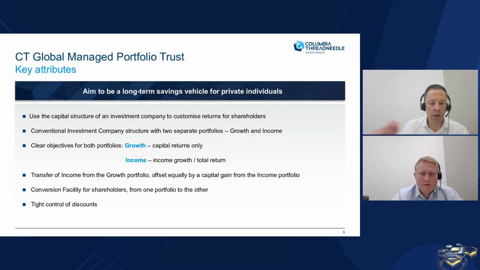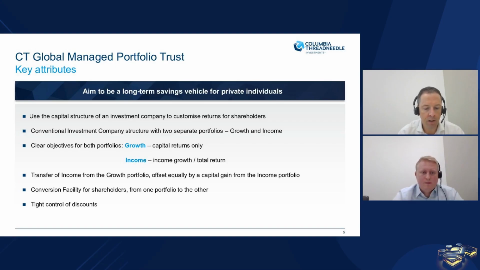So just as a reminder, CT Global Managed Portfolio Trust has three unique features. Firstly, it has two separate portfolios: the growth portfolio, which has a capital growth objective, and the income portfolio, which looks to provide an attractive level of income with the potential for capital growth. The current yield on the income portfolio, for example, is around 6%.